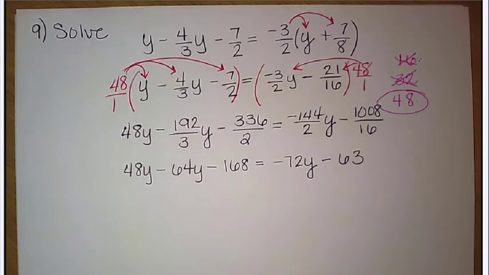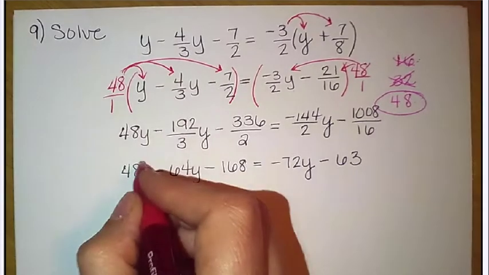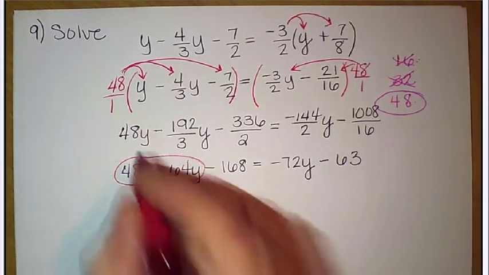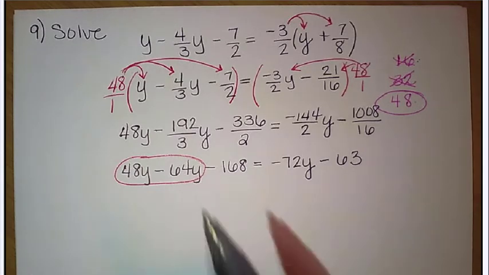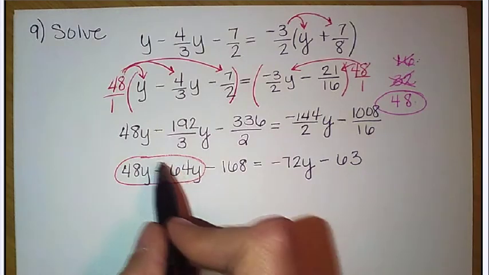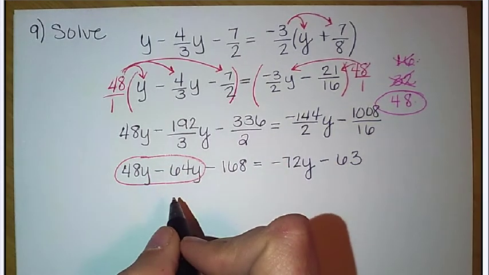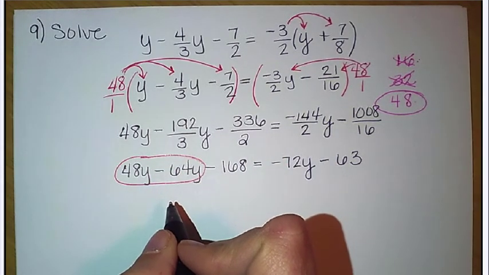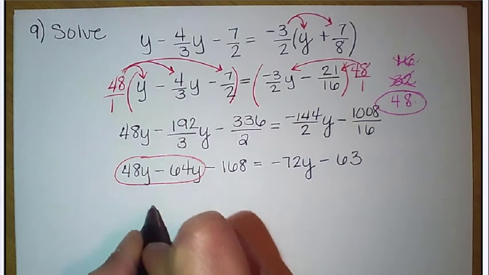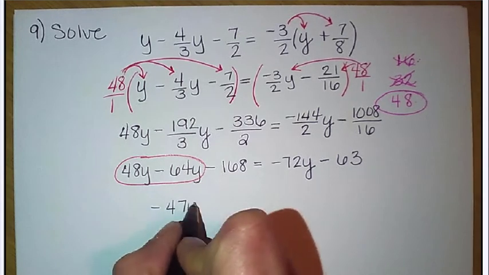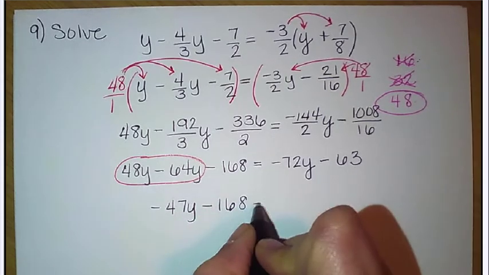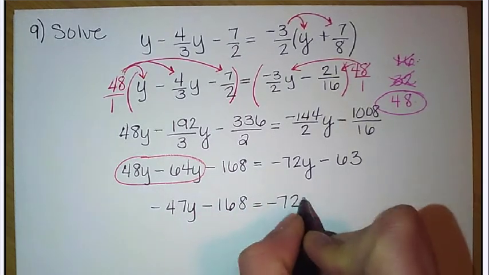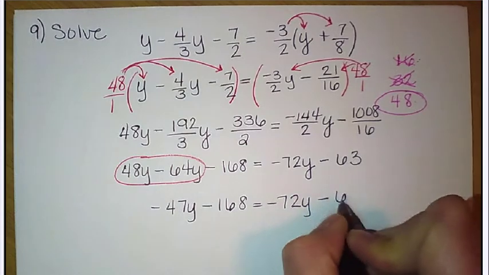So the first thing I want to do is combine like terms. I've got this 48 and 64 that I can combine. They're both y's, and they're both on the left-hand side of my equation. So 48 minus 64 is going to give me a negative 16y minus 168 equals negative 72y minus 63.